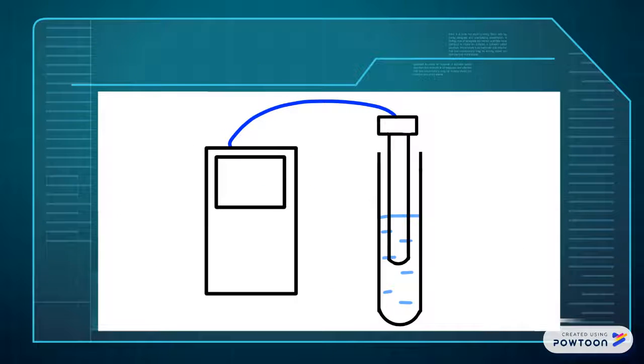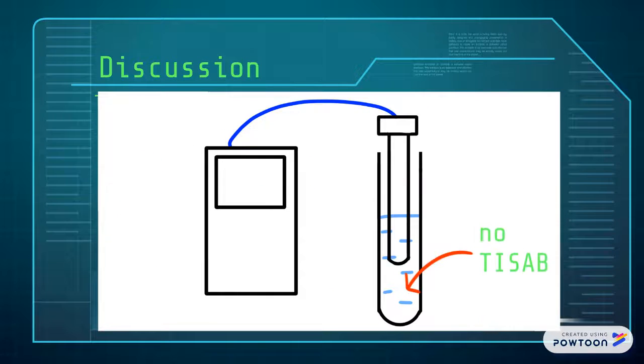If there is insufficient TISAB added to the samples, the value of the fluoride concentration will be inaccurate. The final reading of the ISE will be higher than the actual value.